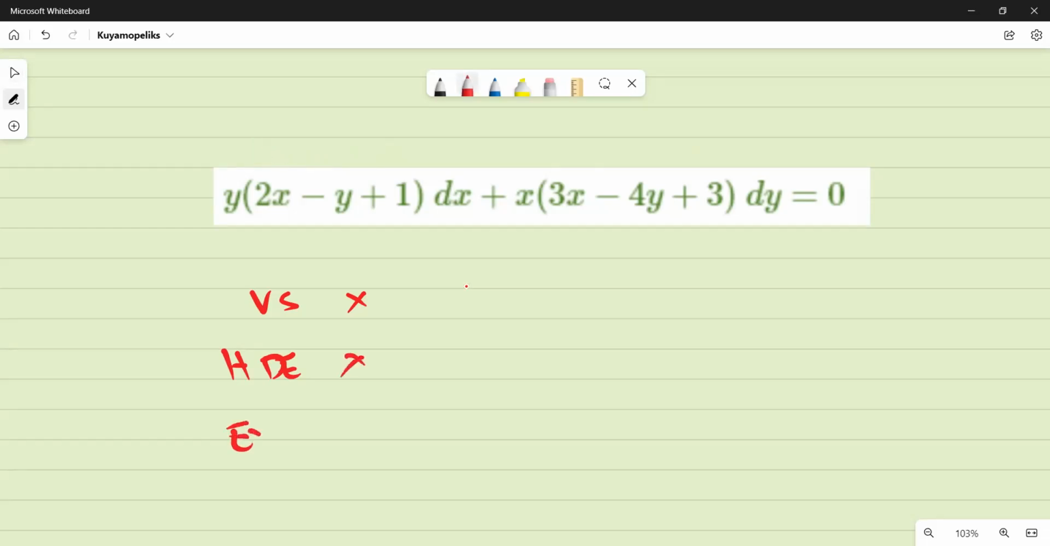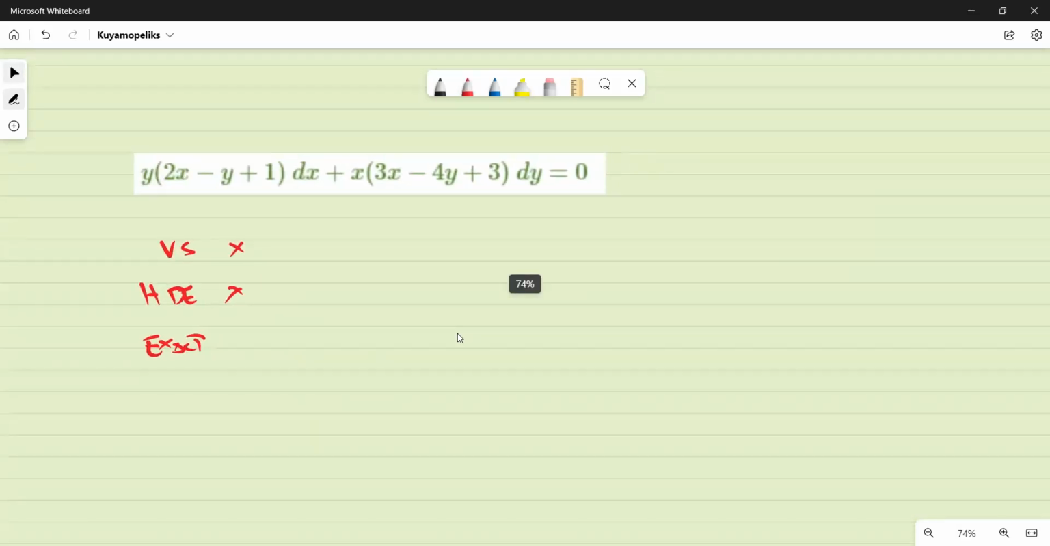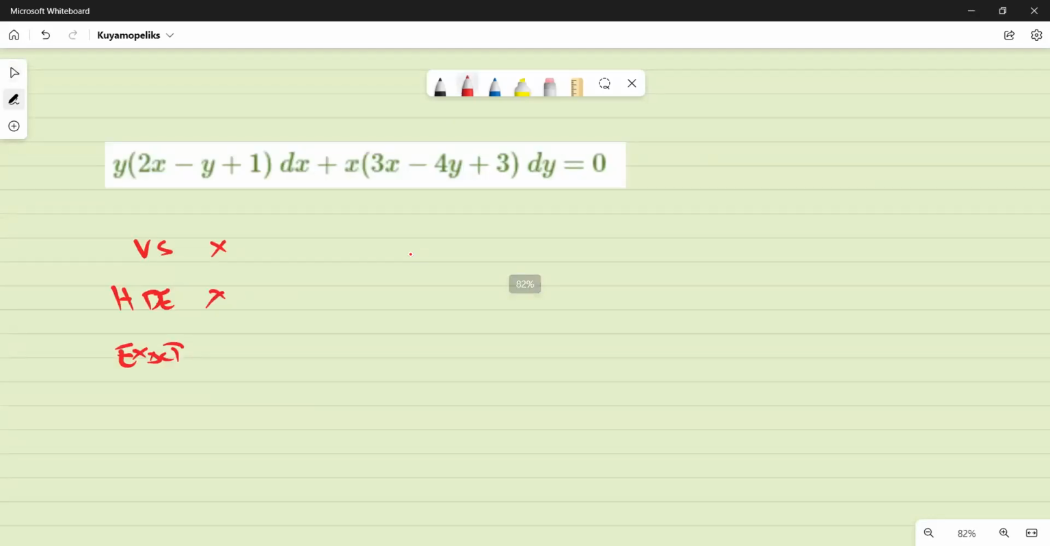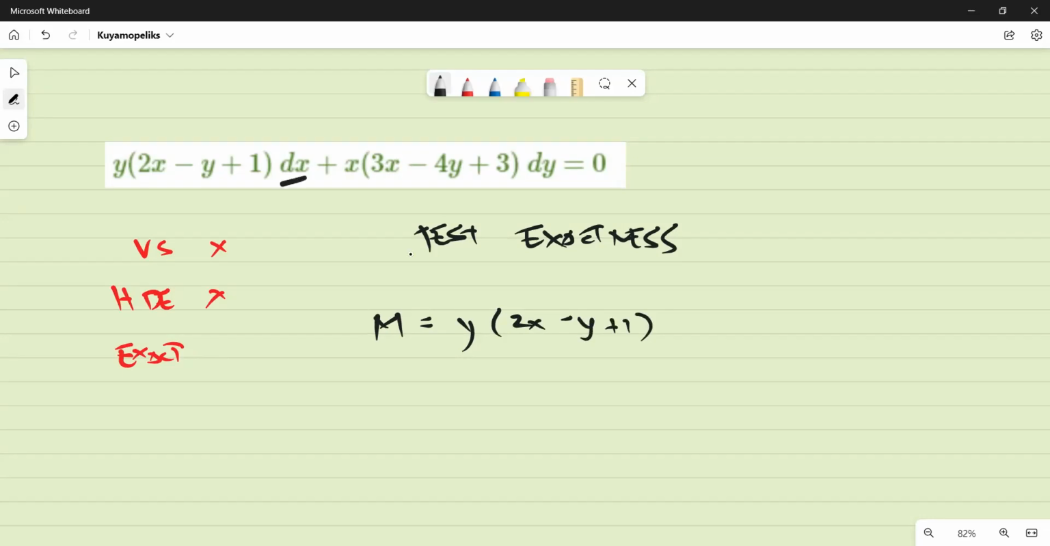Now, let's check if it is exact. How do we do that? Test for exactness. Let's identify first which is M and which is N. Our M is y(2x minus y plus 1), usually the one beside dx. We can further simplify this, as we simplified earlier: 2xy minus y squared plus y.